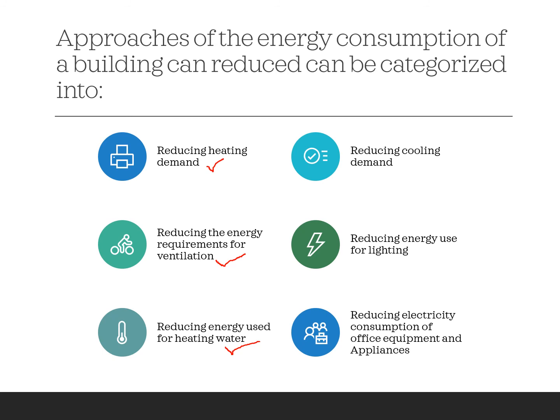And then we need to reduce the cooling demand. When we have good ventilation, we can reduce the energy used by the aircon. And then reducing energy used for lighting. This is when we use glass windows or glass walls. And another of the 6 approaches is reducing electricity consumption by the occupants on the office equipment and also the appliances. Okay, these are the approaches towards producing an energy saving building.